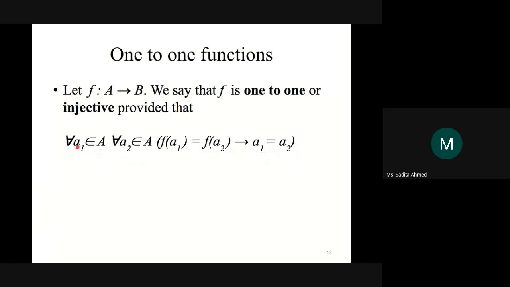For all A1 and A2 present in the domain, if the function applied on them gives an equivalent result, then the elements themselves which gave you the result should be equivalent as well. That is the condition for a function to be one-to-one.